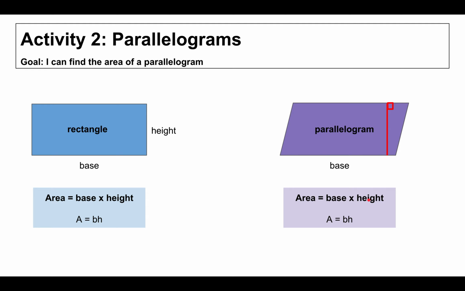Now here's what's tricky though. You have to make sure that you are finding the height. It's a lot easier in a rectangle. All right, it's a little more challenging in a parallelogram. That is the height right there, that red line. And the way that you know it's the height is it's going to connect the two bases at a 90-degree angle, okay? Straight up and down between the two bases.